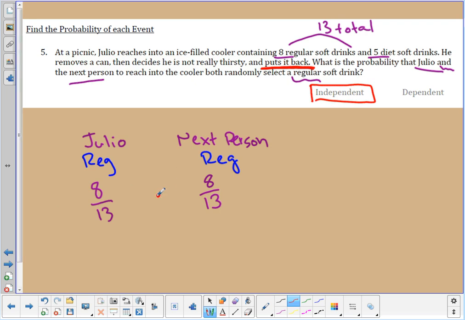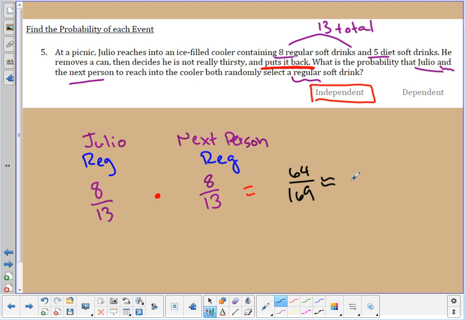And now we actually calculate them. So we want both of these things to happen. We're going to multiply them together, and I end up with 8 times 8 being 64, and 13 times 13 being 169. Now there is no way to reduce 64 out of 169, but it's probably more applicable to find the decimal in this case. Once you get into numbers that are pretty big, it doesn't make sense to really look at it this way, so we usually calculate the decimal.